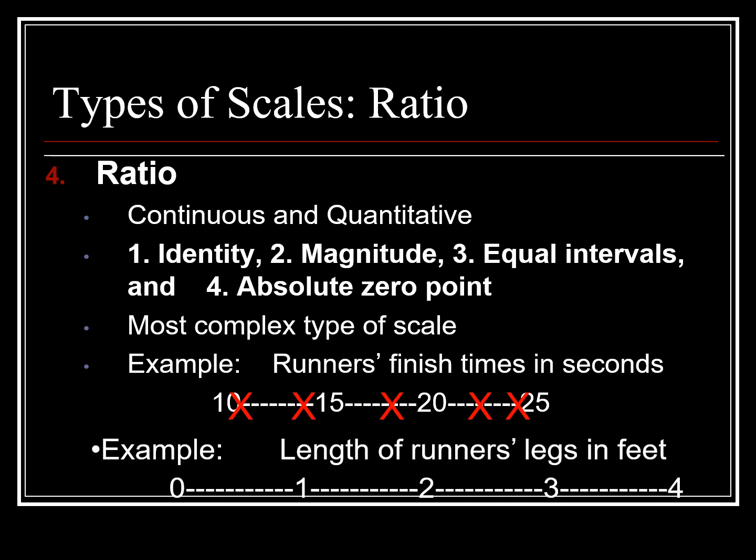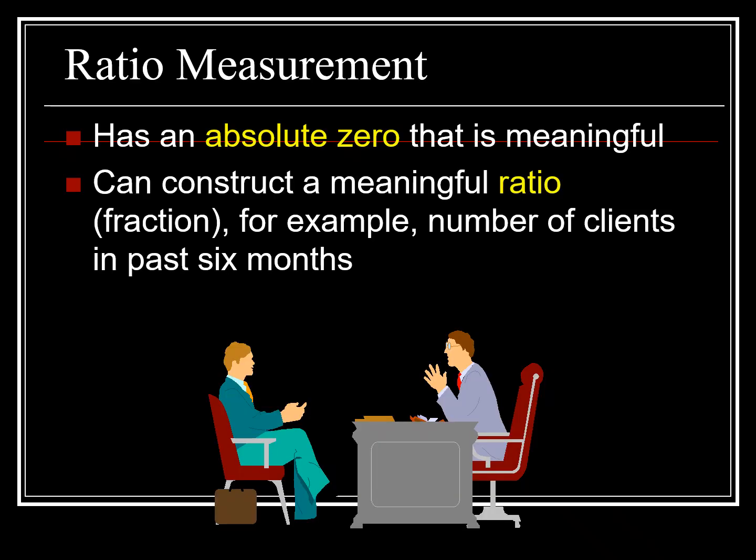This could also be length of runner's legs and feet. So again, 0 feet means you have 0 length. 1 foot means you have 1 foot of length. And this would be, again, an example of a ratio scale. So ratio measurement has an absolute zero that is meaningful. So basically, can your construct be a meaningful ratio? For example, number of clients in the past 6 months, that would be a ratio scale. The number of times you do something in a set of time would be a ratio scale.